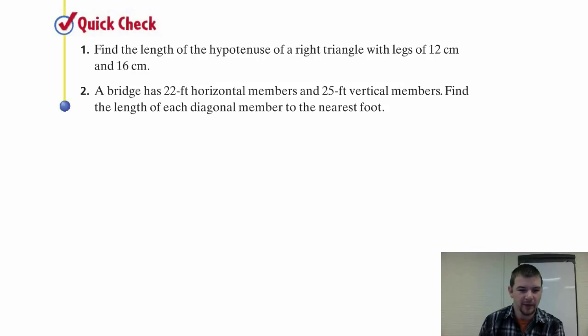2. A bridge has 22-foot horizontal members and 25-foot vertical members. Find the length of each diagonal member to the nearest foot. So I think it's safe to assume that this bridge has the same structure as we saw in example problem 2. So refer back to that if necessary to construct your right triangle, identify legs, and solve for the hypotenuse or the diagonal member.